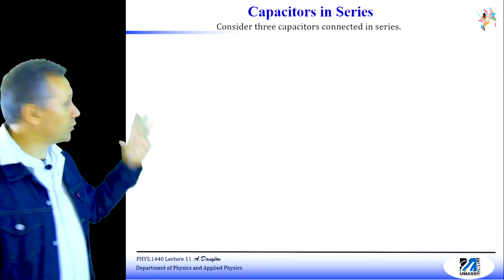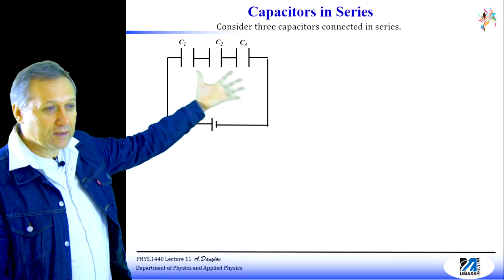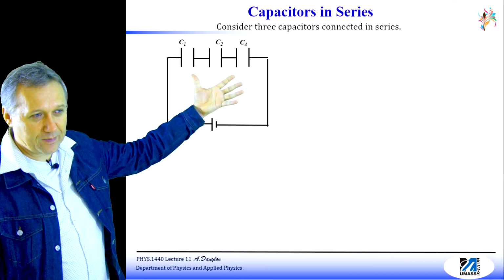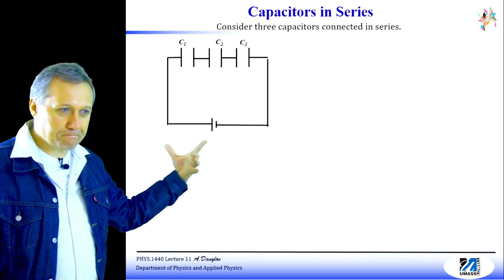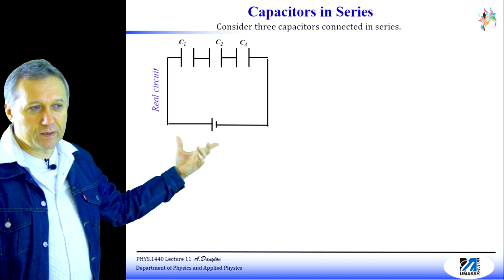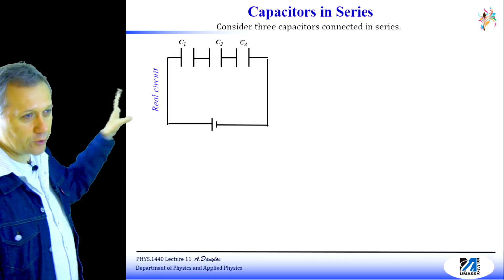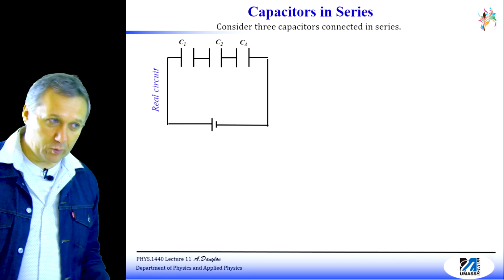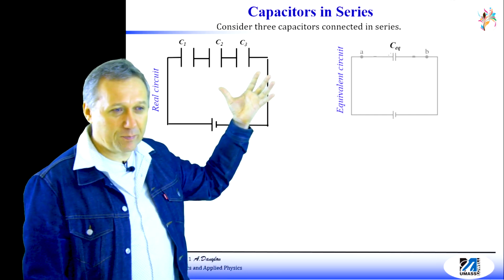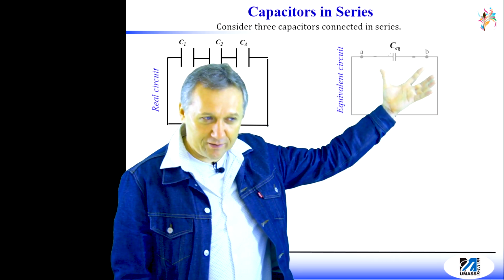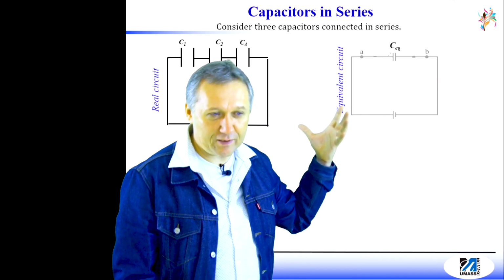Now in series, again, let's assume that we have three capacitors, and now they're connected like this. C1, C2, C3, right? And of course, they're connected to a battery, right? So this is the real circuit. And according to our method, we need to introduce an equivalent circuit, and instead of those three capacitors, we need to introduce a single equivalent capacitor, right? So this is the equivalent circuit.